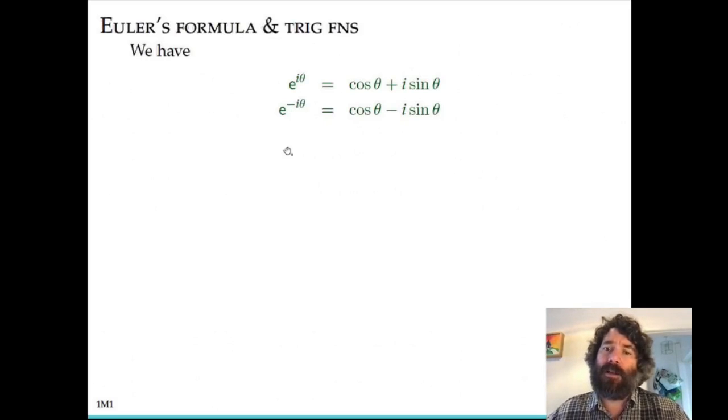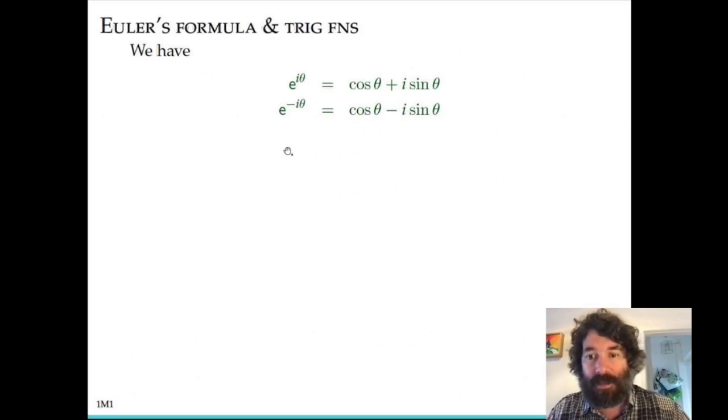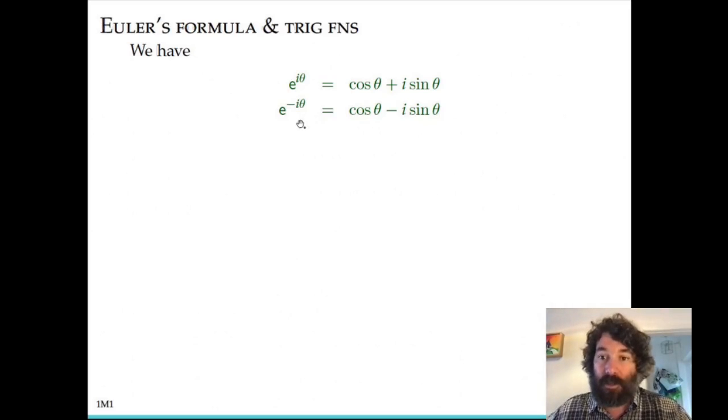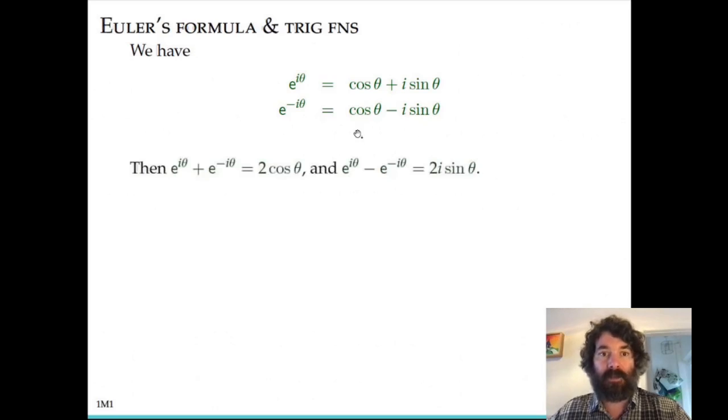Okay, so Euler's formula allows us to relate the complex exponentials e to the i theta and e to the negative i theta to two trigonometric functions. So the top formula here is Euler's formula, and then if we take the complex conjugate, that's the next one here. If we add these two together, simply add the left-hand sides and the right-hand sides, you see that e to the i theta plus e to the negative i theta equals 2 cosine theta. Or if you subtract these two formulas, then you get e to the i theta minus e to the negative i theta equals 2i times sine theta.